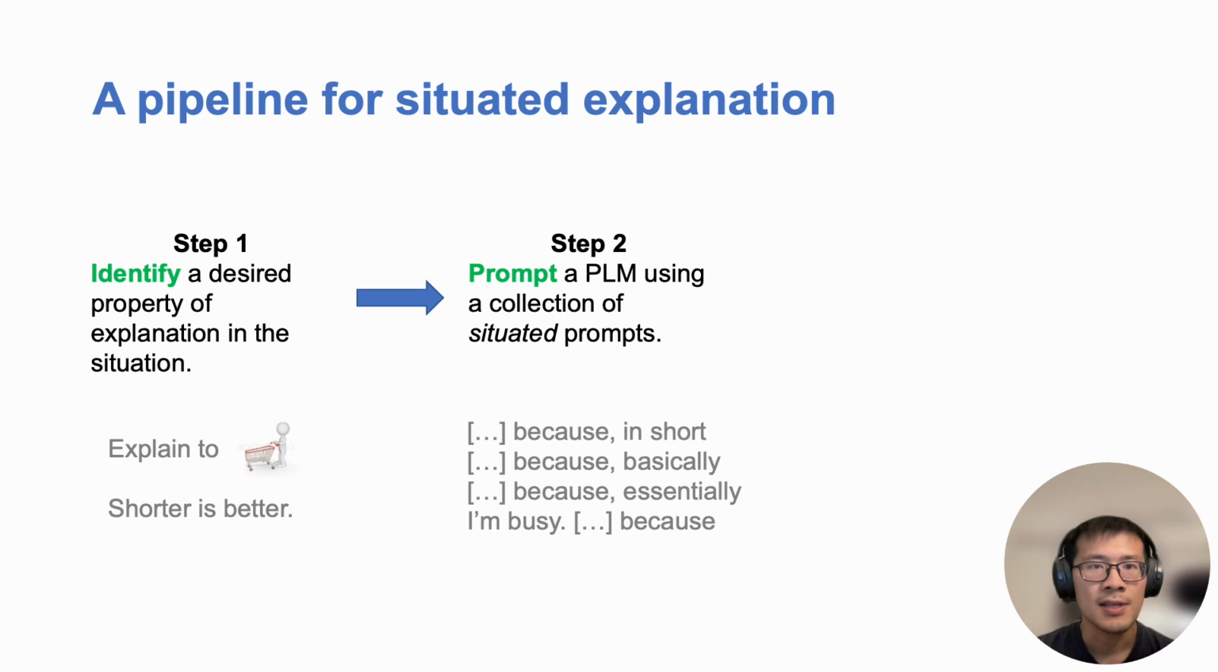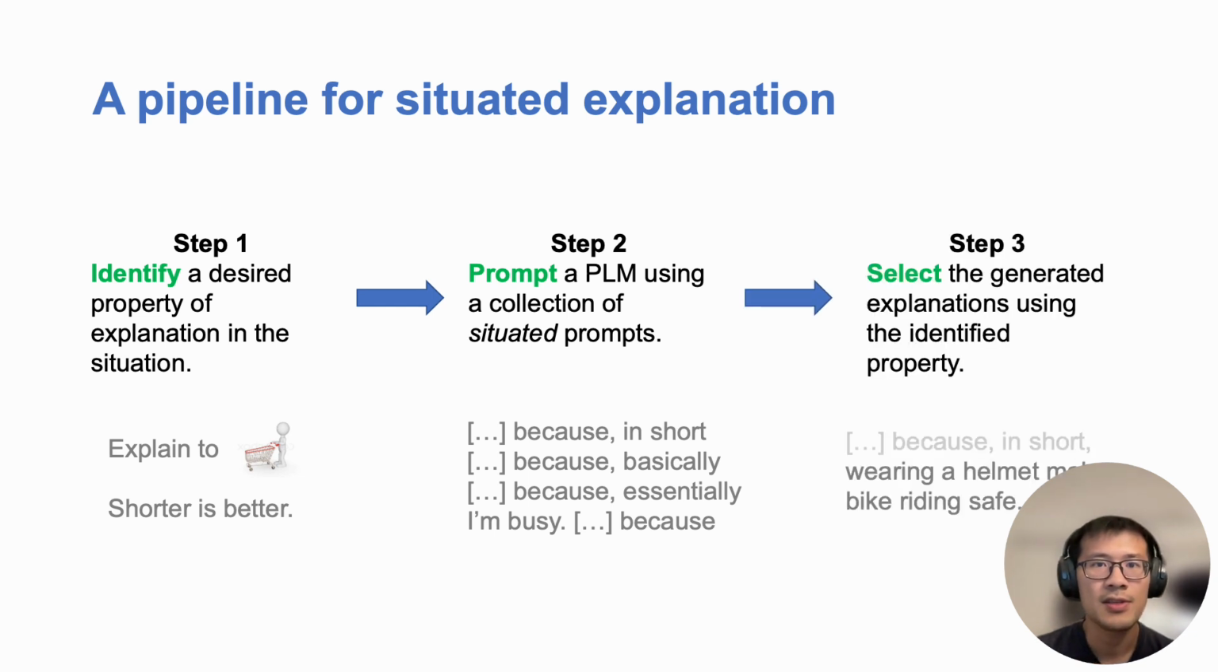Step 2 is to figure out a collection of situated prompts and prompt the large pre-trained language models. This collection of prompts could be written by hand. It could also be written by automatic paraphrasing algorithms. And the third step is to select the most suitable explanation following the identified property. In this example, we can select the shortest explanation generated by the collection of prompts.